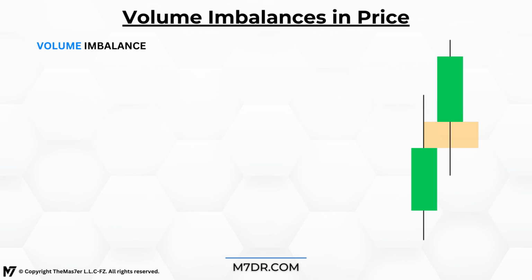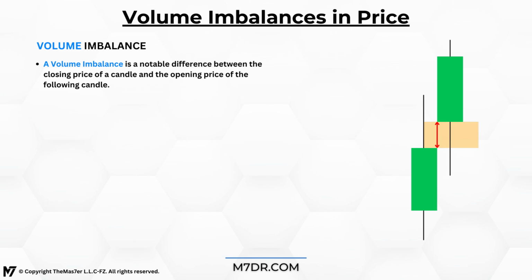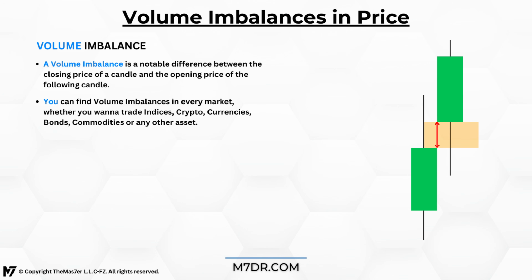Most of you should already be familiar with normal volume imbalances, where we are having a notable difference between the closing price of a candle and the opening price of the following candle. You can find them in every market, whether you want to trade indices, cryptocurrencies, bonds, commodities, or any other asset. Just remember to always use the futures charts of an asset, as you will not find them in the spot market, as I've mentioned in an earlier video.